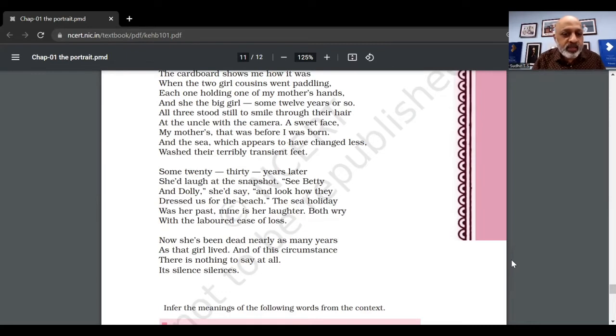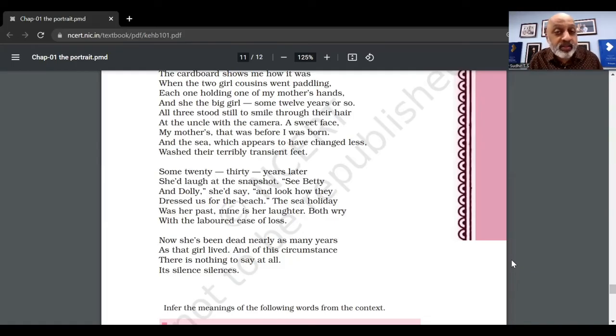Some 20-30 years later, she would laugh at this snapshot. 20-30 years later, whenever she would see that particular photograph taken when she was 12 years old, she would laugh at this snapshot, means the shot which was taken, the photograph, right? She would point to Betty and Dolly. See Betty and Dolly, she would say, and look how they dressed us for the beach.